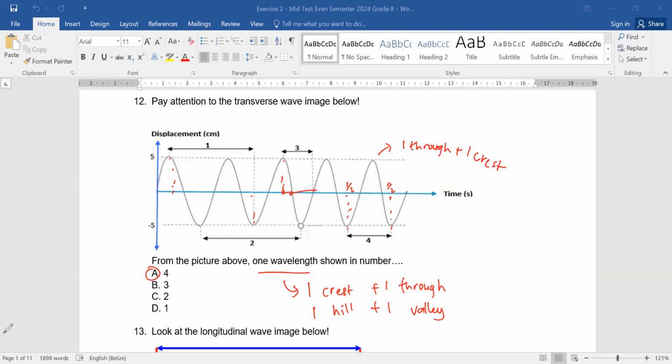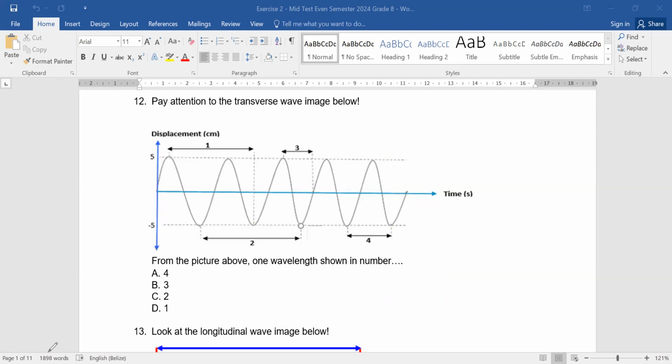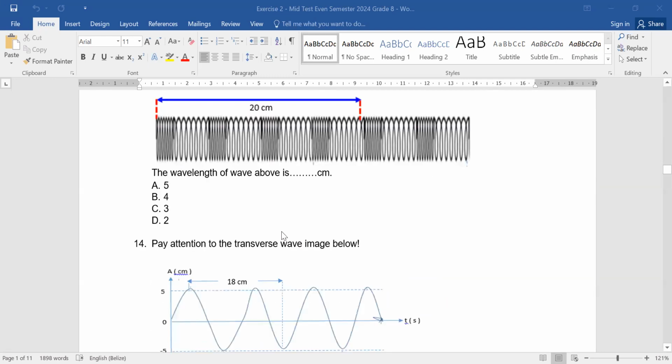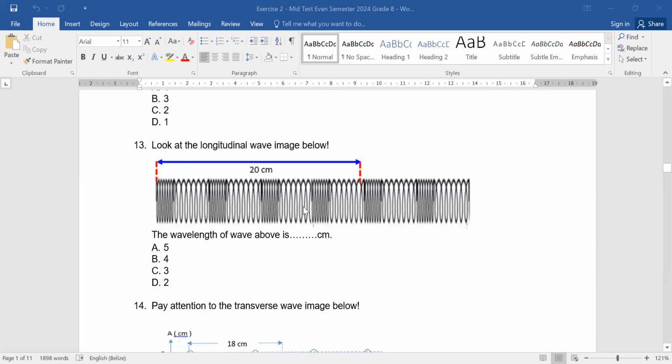Okay, that's number 12. Then the next one, number 13. On number 13, you are given the longitudinal wave, right? And you need to find out what is the wavelength. It says that there is a distance of 20 centimeters. So from this question, we know that S is equal to 20 centimeters. And then we need to find out what is the wavelength.